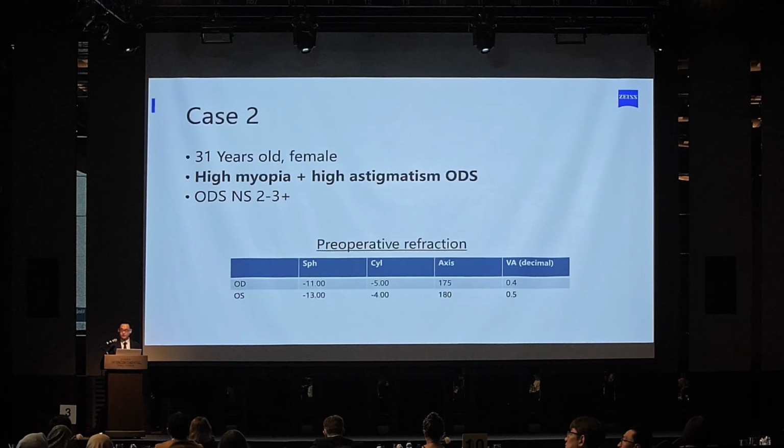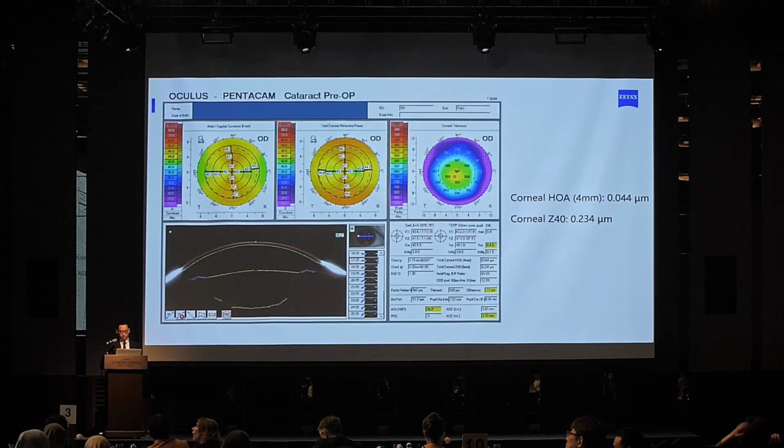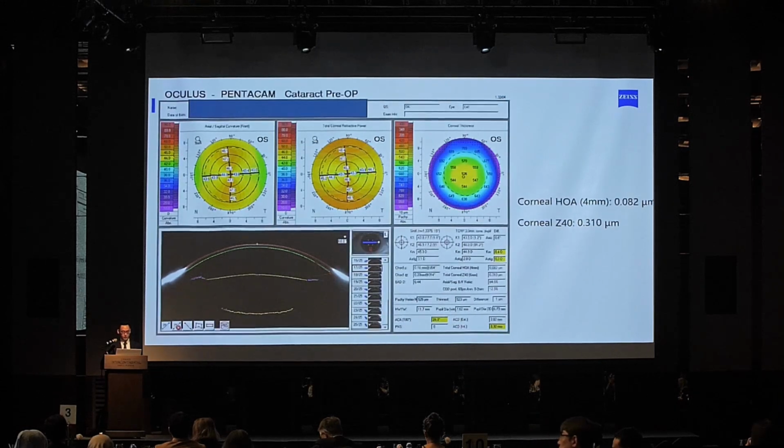Case number 2 is a 31-year-old female with high myopia and high astigmatism with sclerosis grade 2 to 3. Pre-op refraction in the right eye is 0.4 with minus 11 and 0.5, and the left eye 0.5 with minus 13 and 0.4. The tomography of the cornea shows regular astigmatism. The corneal high order aberration and spherical aberration are normal. So the left eye shows normal values.